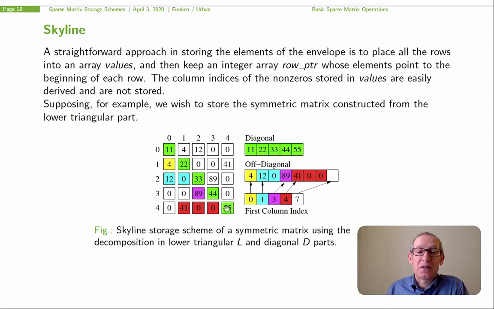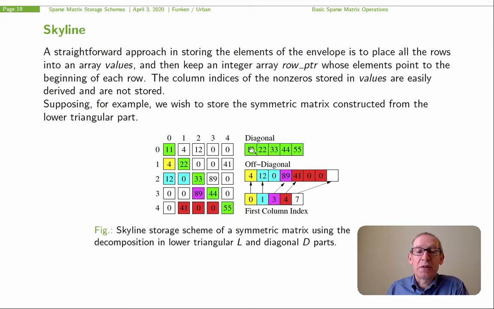If we just store the symmetric part, we have the 4. Then in this third row, the first entry which is non-zero is the 12. We store the 12 and the 0. And then the fourth row, the first entry which is non-zero, the column index less than the diagonal, is only the 89. And then the last row, we have 4100. So that's the off-diagonal entries we store.